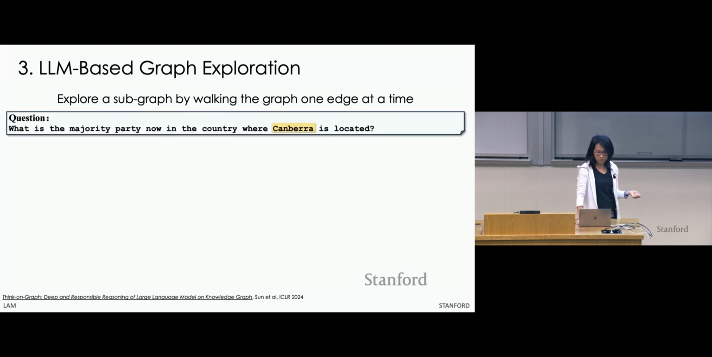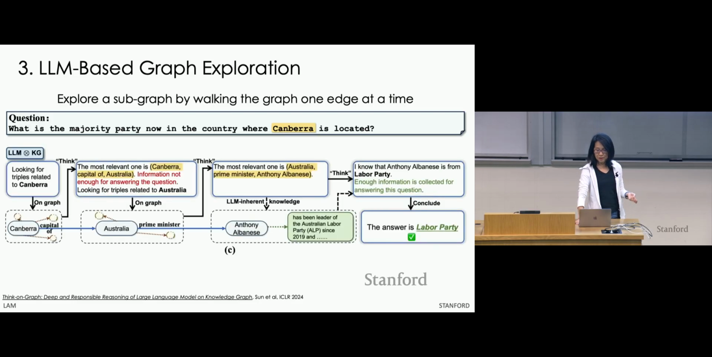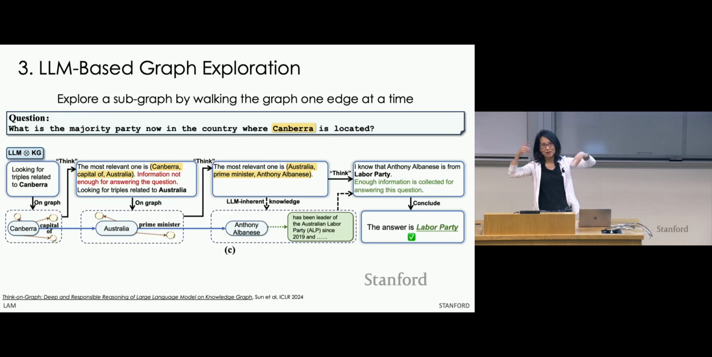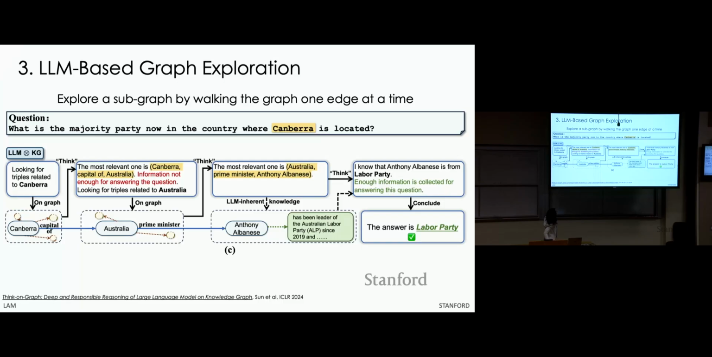Suppose we ask, what is the majority party now in the country where Canberra is located? You mentioned Canberra, so we're going to start there. You look for the triple. So this is the LLM thinking, right? We're now doing a more agentic approach. You say, I'm looking for things that have to do with Canberra. And then I look at the graph, and the graph has all these properties. And then you say, oh, it's the capital of Australia.